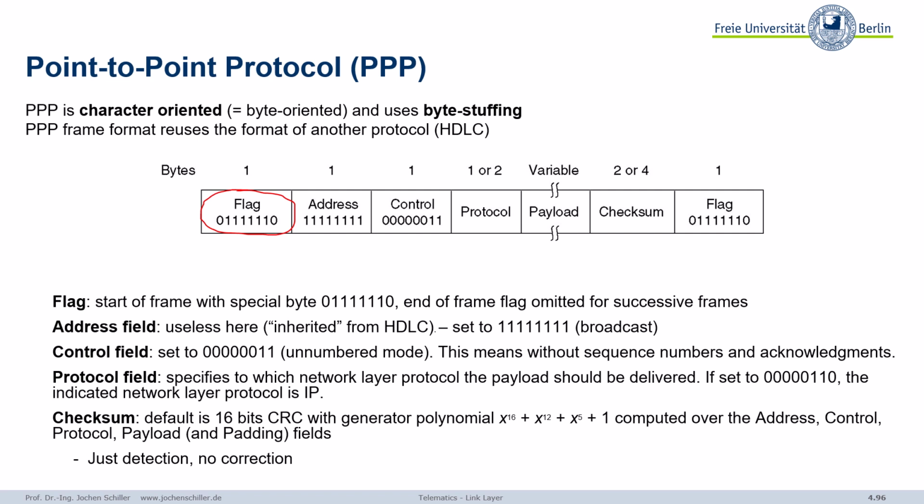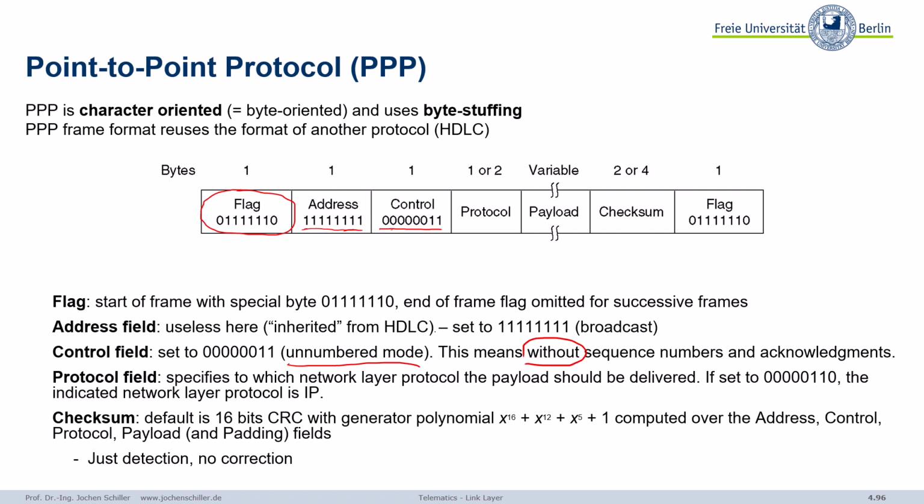Well, it's useless. It's inherited from some other protocols defined during the time in the 80s. But here, if we have a point-to-point connection, that's useless. So it just has this format. So we carry some legacy with us. And we also have a control field that tells us we are in the so-called unnumbered mode. Unnumbered means no sequence numbers and no acknowledgements.